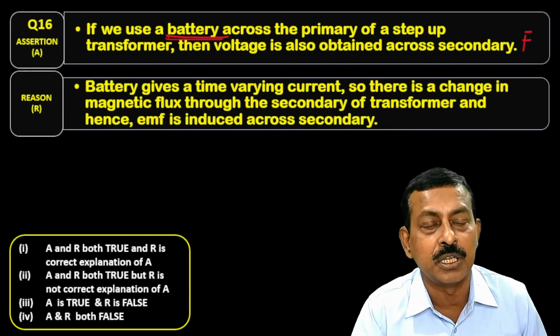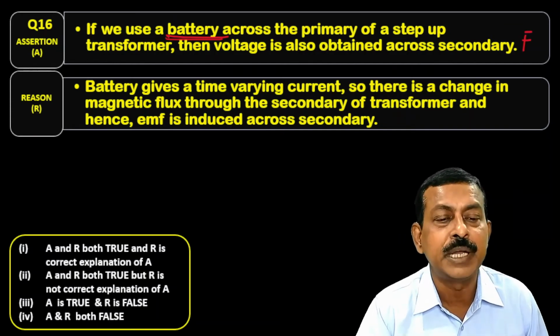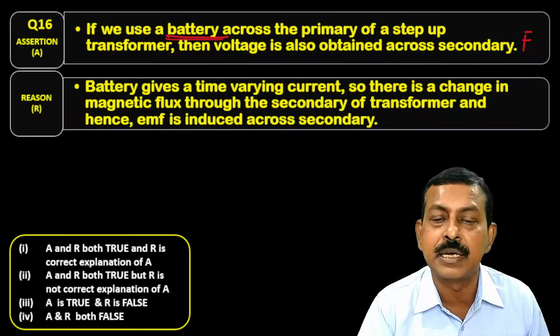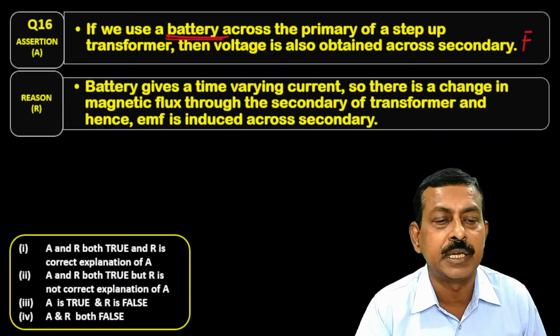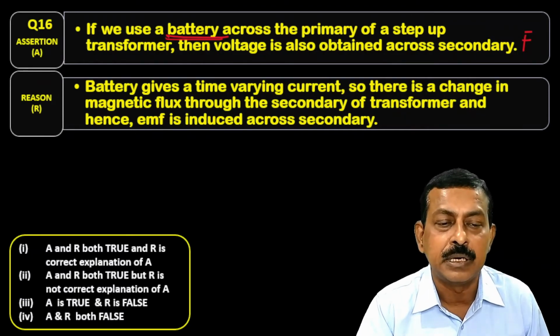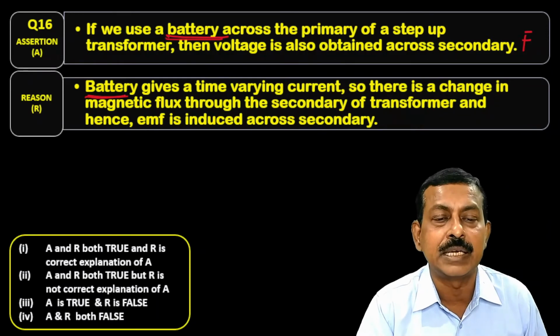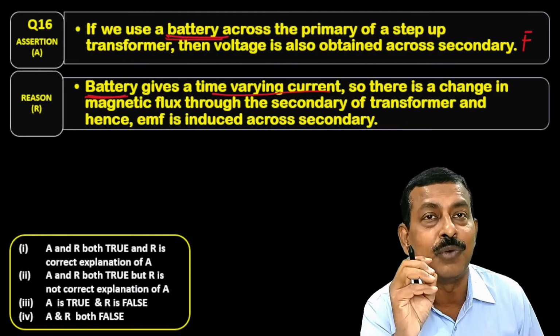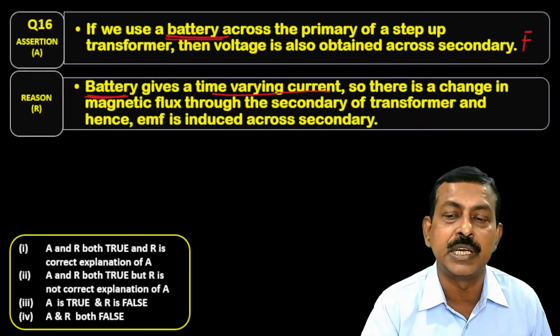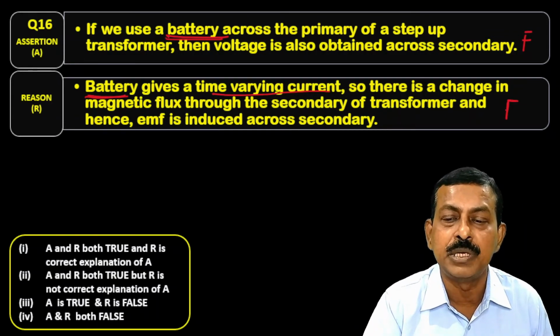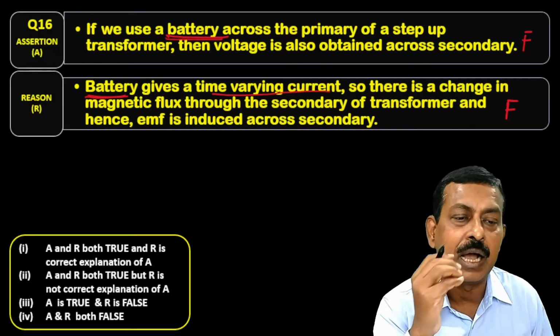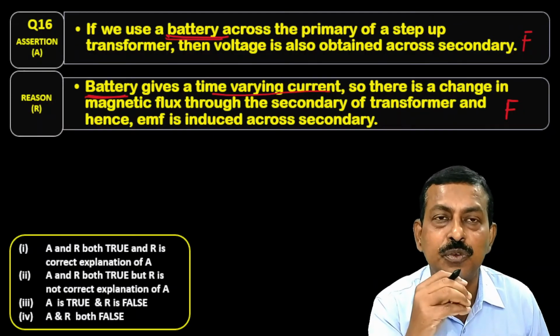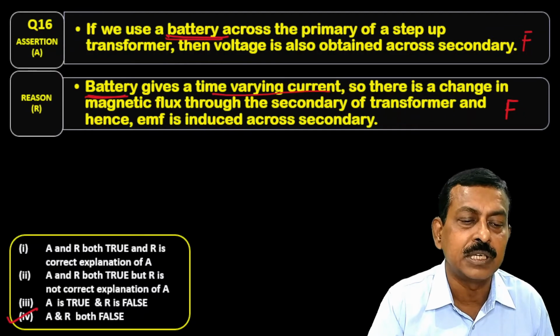So this is false. And the second one, the reason: a battery gives a time varying current, so there is no change in the magnetic flux through the secondary of the transformer, and hence no EMF is induced. If you are taking a battery, it is not giving a time varying current because it is a DC source. This gives a DC output. So this will also be false. So here the assertion is false and the reason is false, which means the fourth one is the correct option.